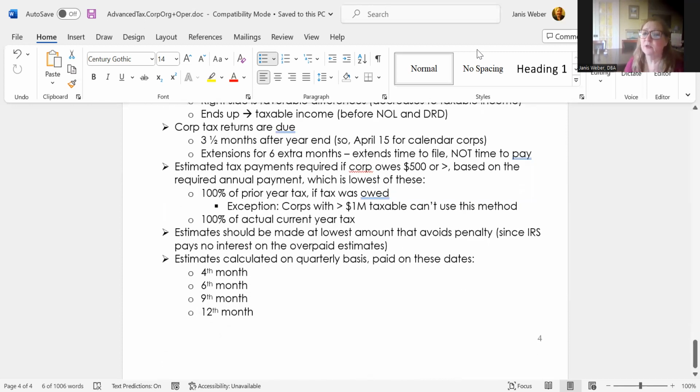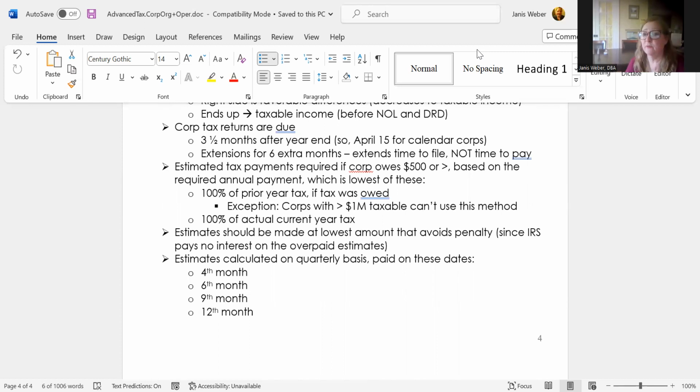Estimated tax payments require the corporation to pay in advance a balance they think they'll owe if they have a balance of $500 or greater. The amount that you pay as estimate is the way to avoid penalties for underpayment. There are two things you could use. You could use 100% of the previous year's tax if any amount of tax was owed. The exception would be a corporation that has more than $1 million of taxable income, which cannot use that previous year's safe harbor based on last year's tax. But most corporations can, because they don't have this kind of taxable income.